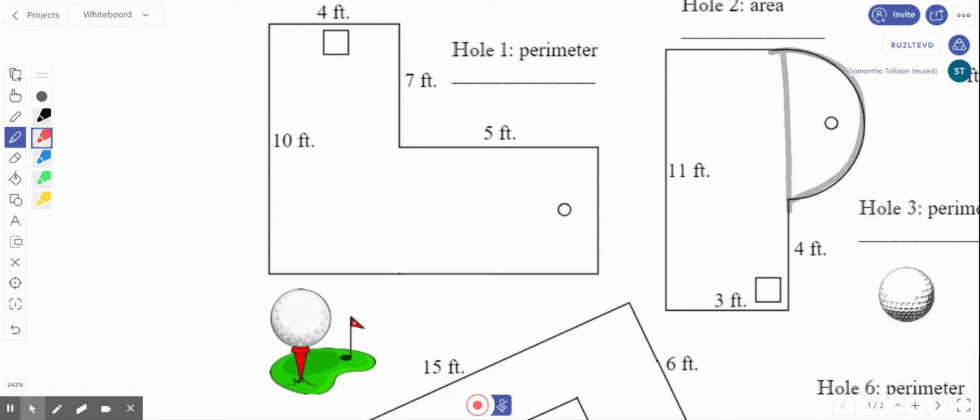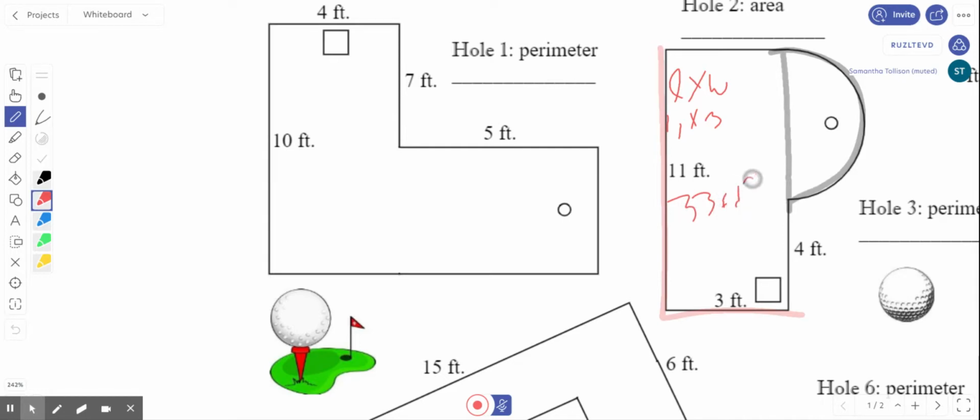So as always, let's do the easy one first. Let's start with our rectangle, okay? Don't worry about that, this says perimeter here, guys. So my rectangle is 11 by 3. So again, when we are dealing with these, we want to find our length times our width. 11 times 3 is 33 feet squared. I have 33 feet squared for my distance inside here.